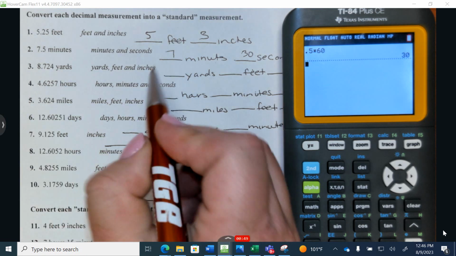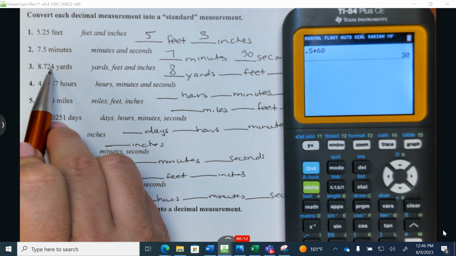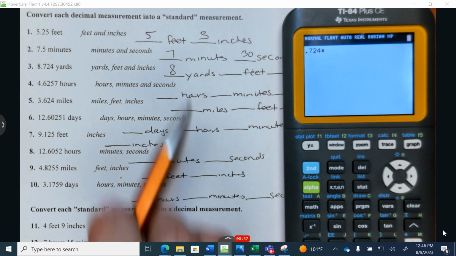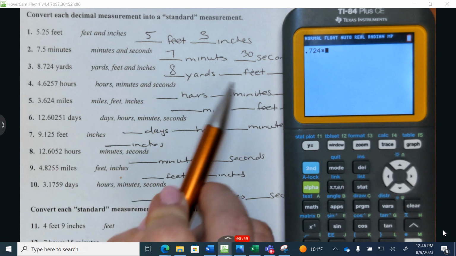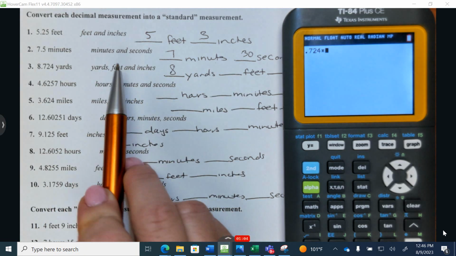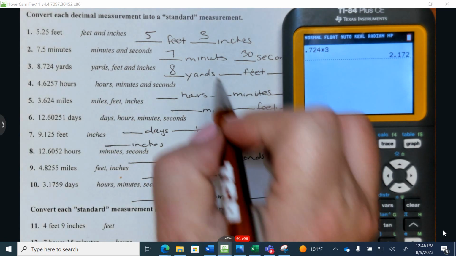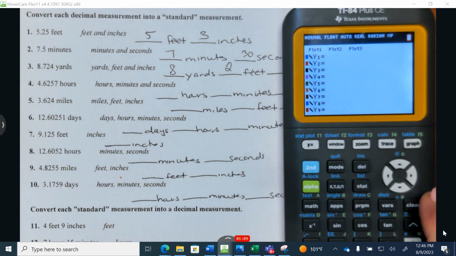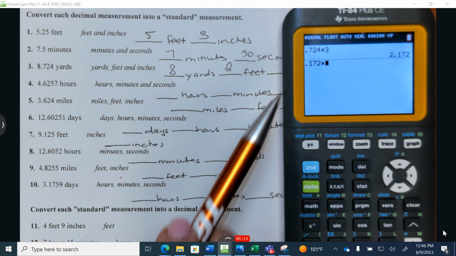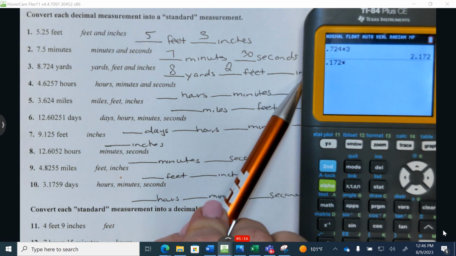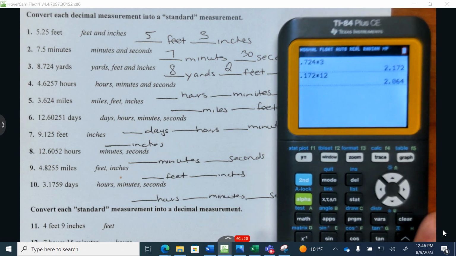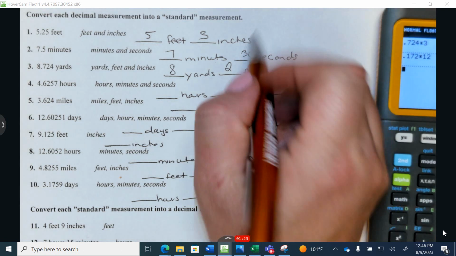8.724 yards, so there are 8 yards, and I'm taking the remainder and asking myself how many feet, because I'm filling out this portion, how many feet, work backwards, are there in a yard? There are 3 feet in 1 yard. Taking the remainder, which is 0.172, and asking myself how many inches are in 1 foot. There are 12 inches in 1 foot. So 2.064.